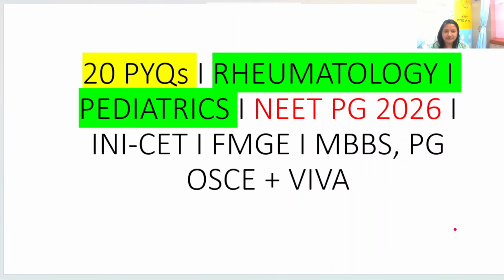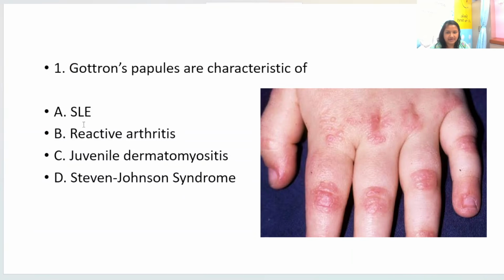Hello everyone. Today we are going to talk about 20 PYQs from the topic of rheumatology from the subject of pediatrics. So your first question is Gottron's papules are characteristic of, and your options are SLE, reactive arthritis, juvenile dermatomyositis and Steven-Johnson syndrome.